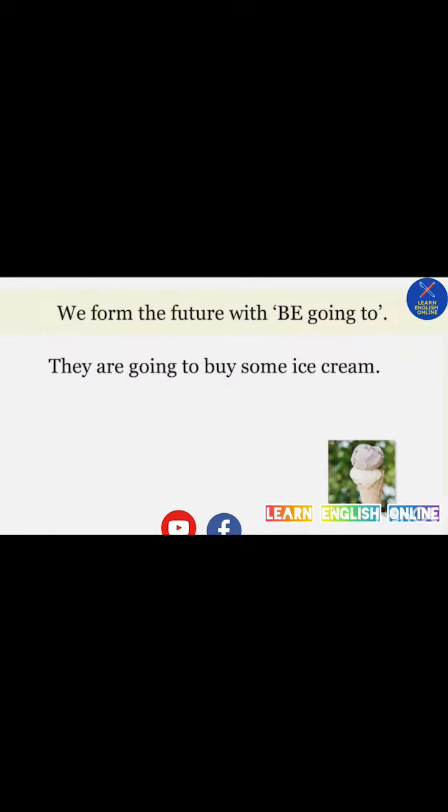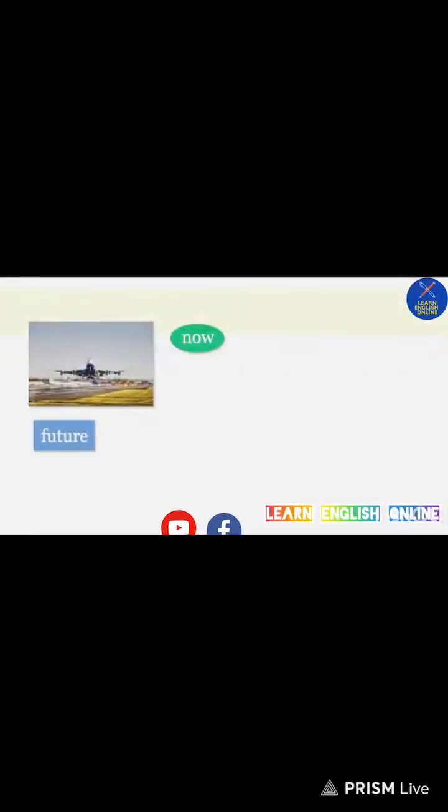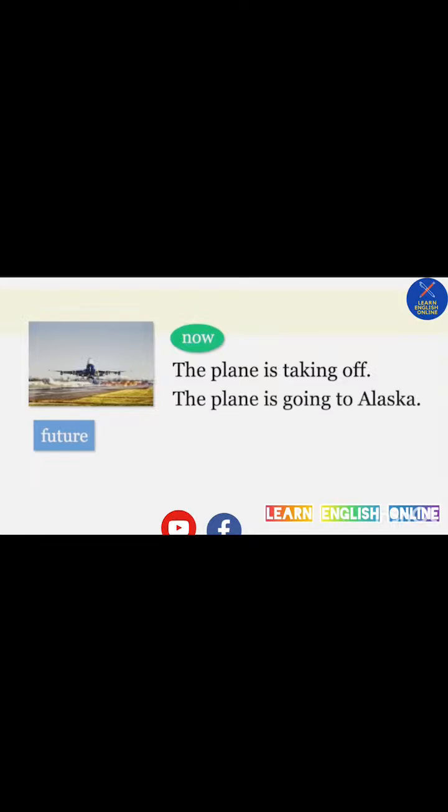We form the future with be going to. They are going to buy some ice cream. Here we have a plane. The plane is taking off. This is happening now. This is the present progressive. The plane is going to Alaska. This is also happening right now, and this is also the present progressive.